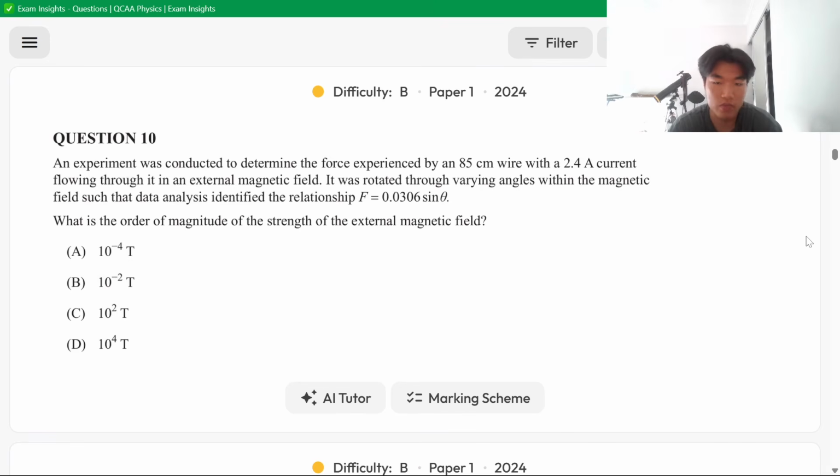Anyways, it was rotated through varying angles within the magnetic field such that data analysis identified the relationship as F equals 0.0306 sine theta. What is the order of magnitude of the strength of the external magnetic field? Okay.